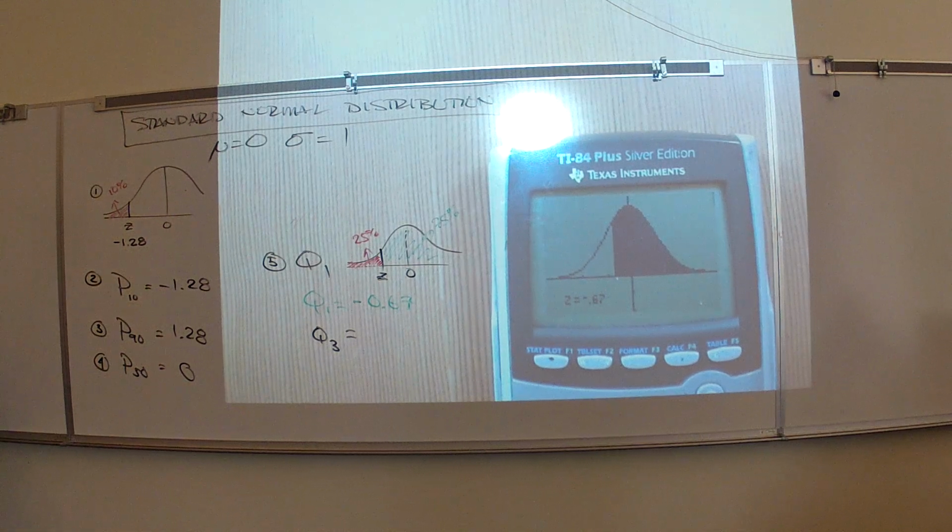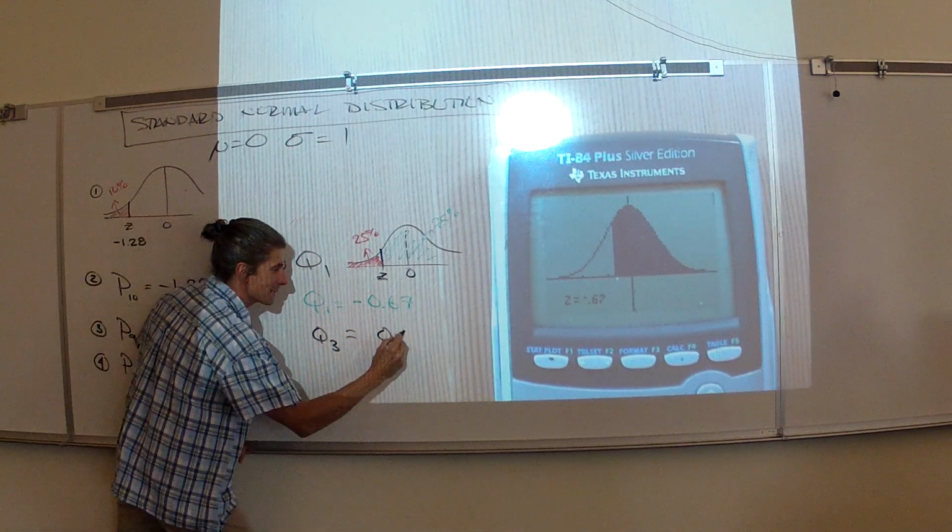What is Q3? No TIs, please. Jen, help me out. Positive 0.67. Doesn't it have to be? Doesn't it have to be positive 0.67?